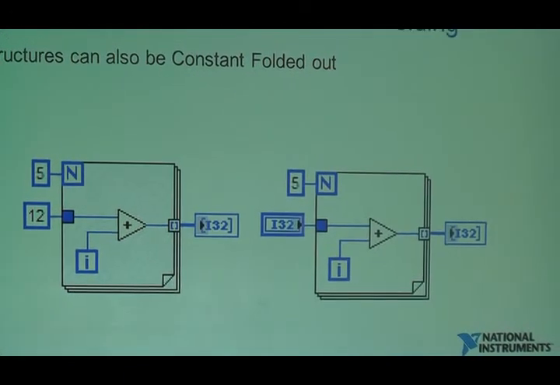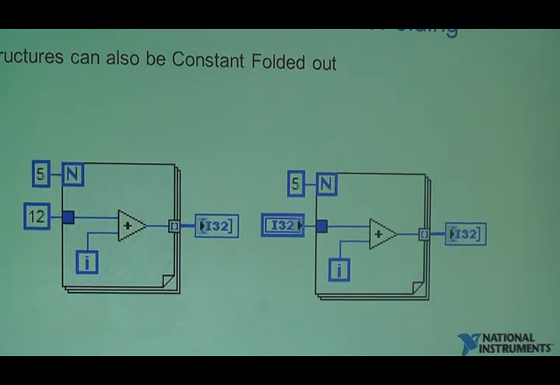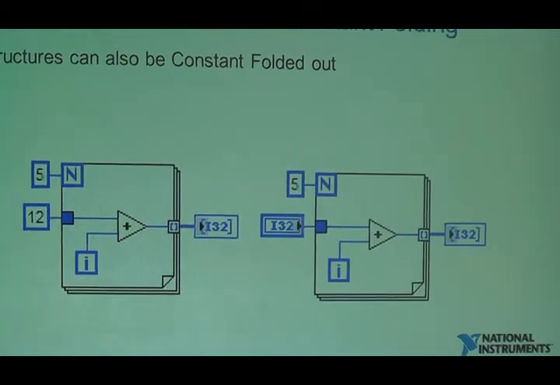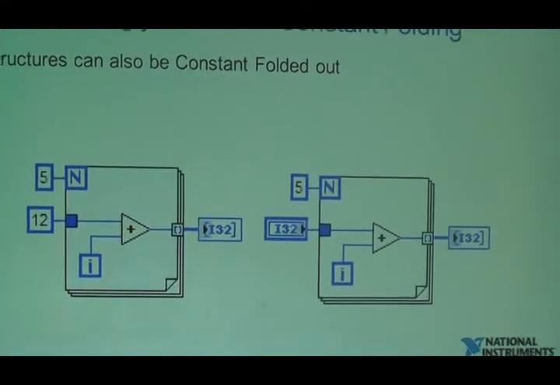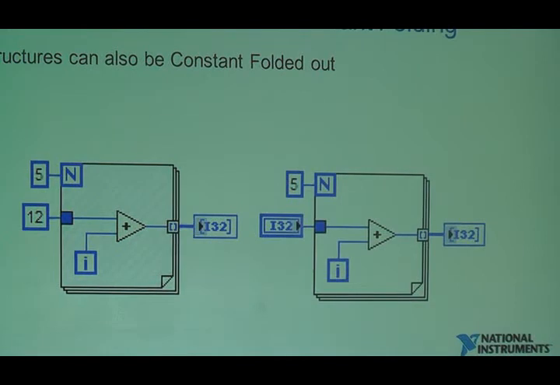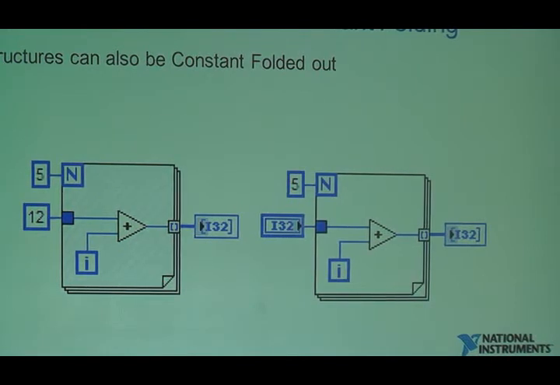Did I say that right? If debugging is disabled, you're right. If debugging is disabled, it'll constant fold out that entire structure. And you can tell that with the hash marks on the inside of the structure. Now, if you have debugging enabled in your options, it's going to assume that maybe you need to drop a probe inside that for loop, and so it won't do that optimization for you. So those are some things you need to think about.